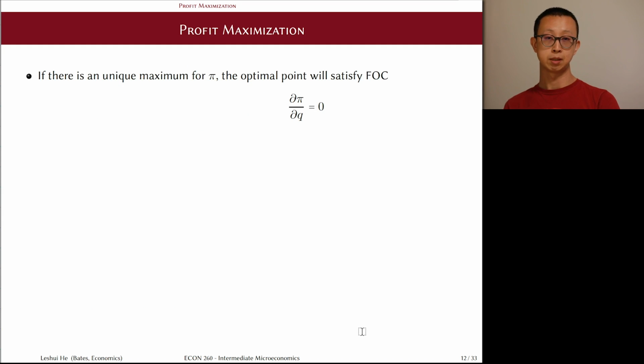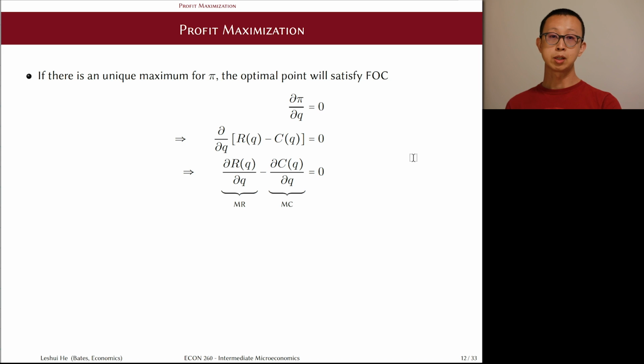If there is a unique maximum for the firm's profit, then the optimal output level must satisfy the first-order condition, such that the derivative of the profit with respect to the output level Q is equal to 0. But by our definition, the profit is just revenue minus cost. So the first-order condition is actually equivalent to the condition that takes the derivative of the revenue and sets it equal to the derivative of the cost. But this is just marginal revenue equal to marginal cost.